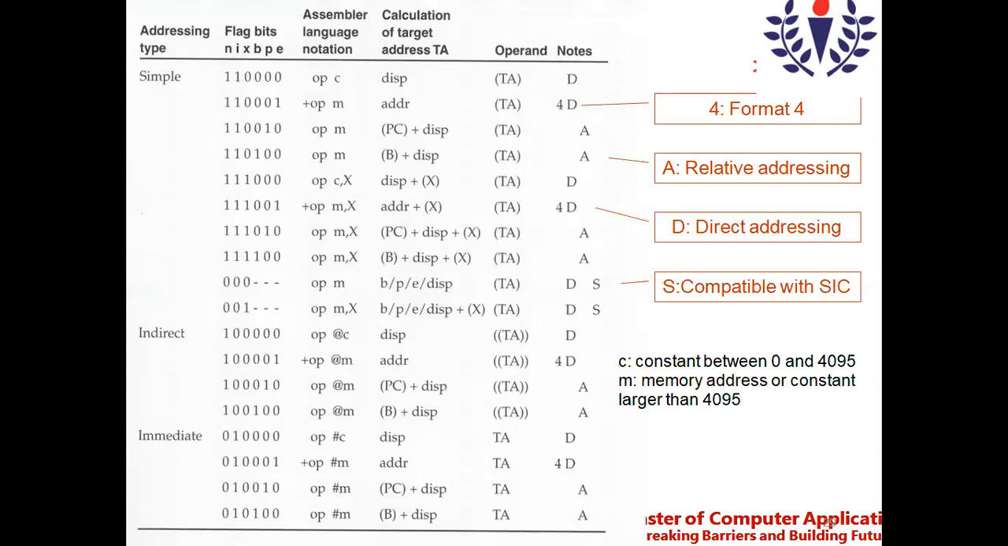These are a few examples of how the simple addressing, indirect addressing, and immediate addressing are formed. If you look at the simple addressing, in the NIXBPE bits both N and I will become 1. Whereas in indirect addressing, N and I will become 1 and 0. And in immediate addressing, N and I will become 0 and 1. So that's how we come to know how the addressing mode is decided based on the NIXBPE bits.